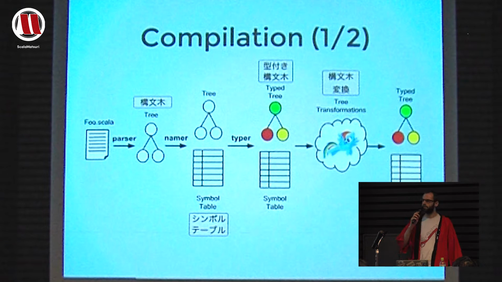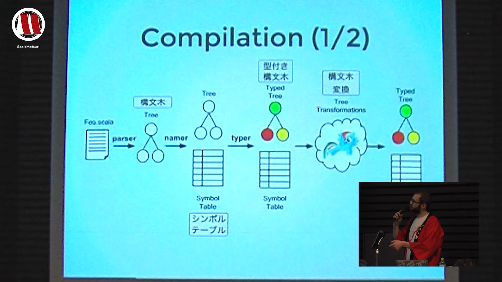Okay, so what is the compiler doing? This is going to be split over 2 slides, so I'll just go through it one step at a time. Starting at the left-hand side, over here we have your input, your foo.scala source code. And this input will go through a number of phases until eventually becoming bytecode at the end.